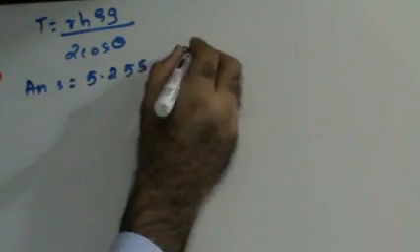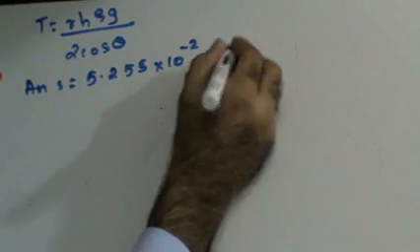Let's see this same formula that we've been using. T is equal to r h rho g upon 2 cos theta. All the values are given to you. The answer for this sum should be 5.255 into 10 raised to minus 2 newtons per meter square.